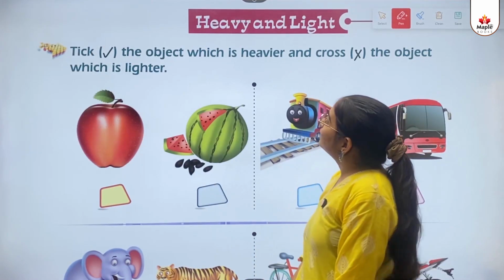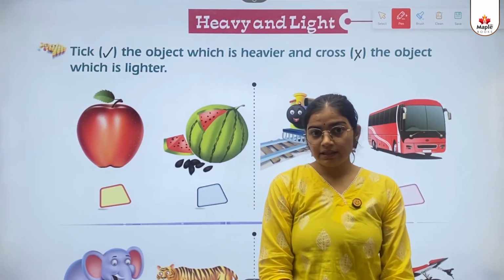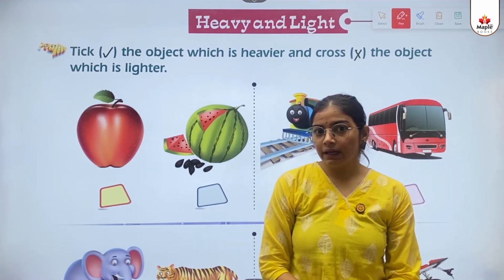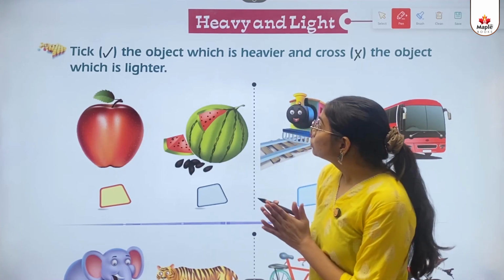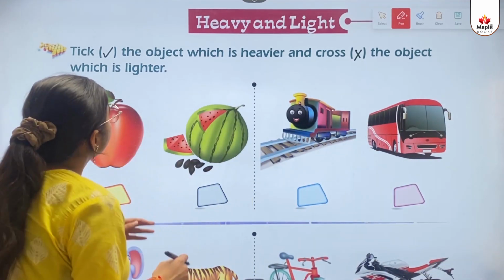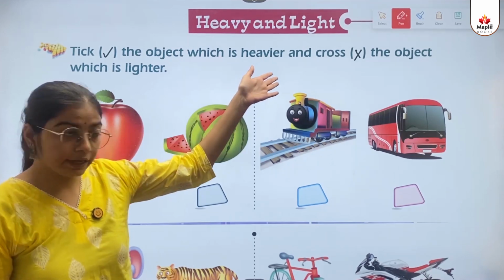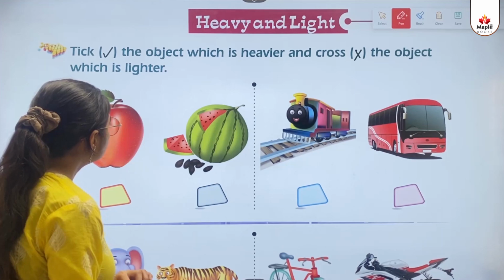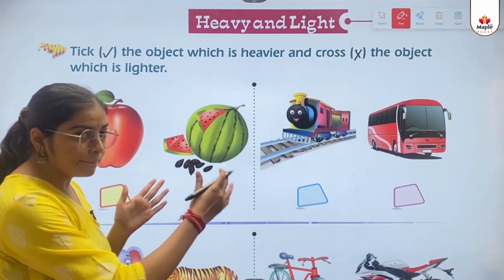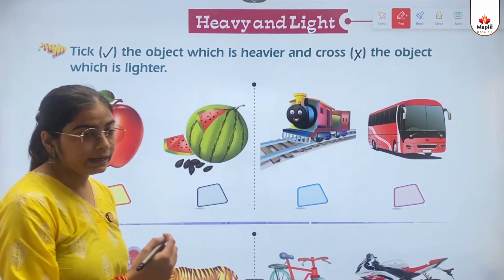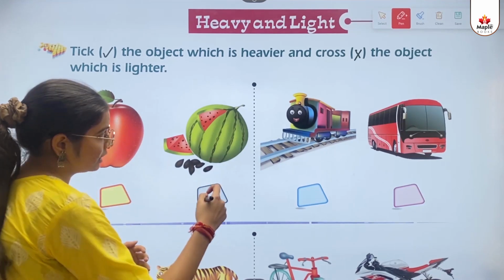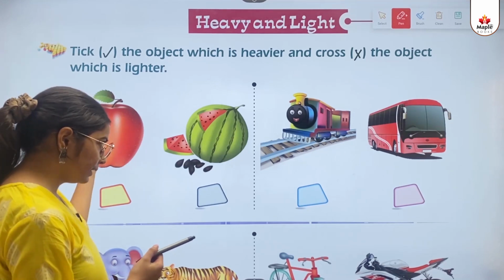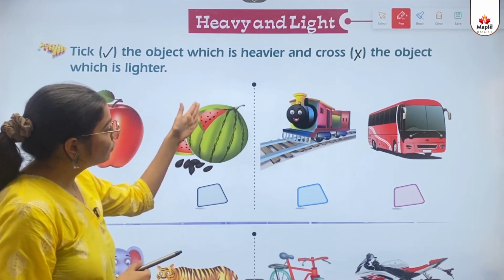Heavy and light. So kids, heavy means something heavier in weight and light means something lighter in weight. So here is written, tick the objects which are heavier and cross the objects which are lighter. So in this exercise we need to compare the pictures and tick the heavier one and cross the lighter one. In the first picture there is an apple given and another picture is of a watermelon.